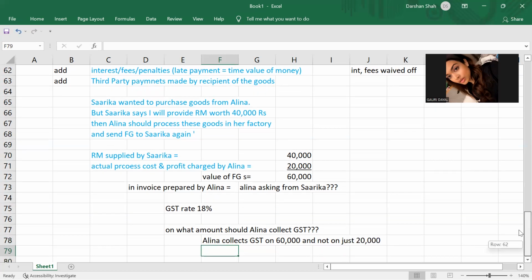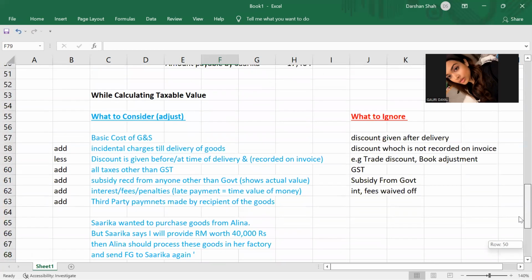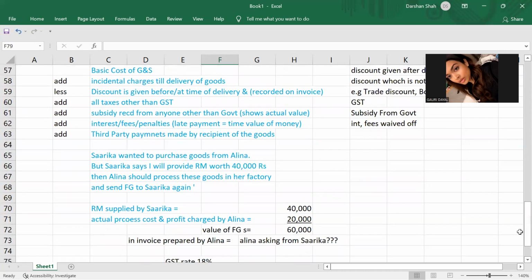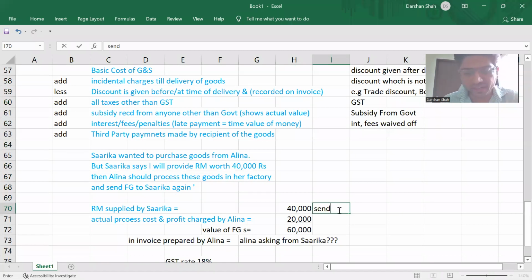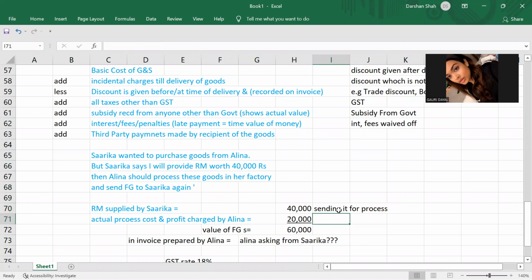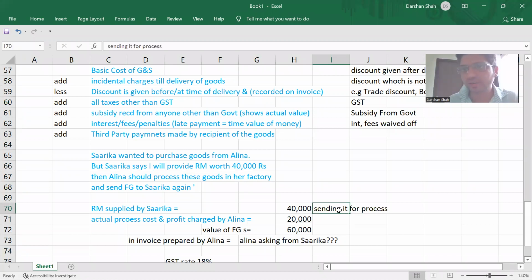Yes, Gauri. So when Sarika is sending raw material worth 40,000, she will not collect GST on that amount from Alina. No, she will not, because she's just sending it for process. Then Sarika will not collect GST from Alina, because here the supply has not happened.